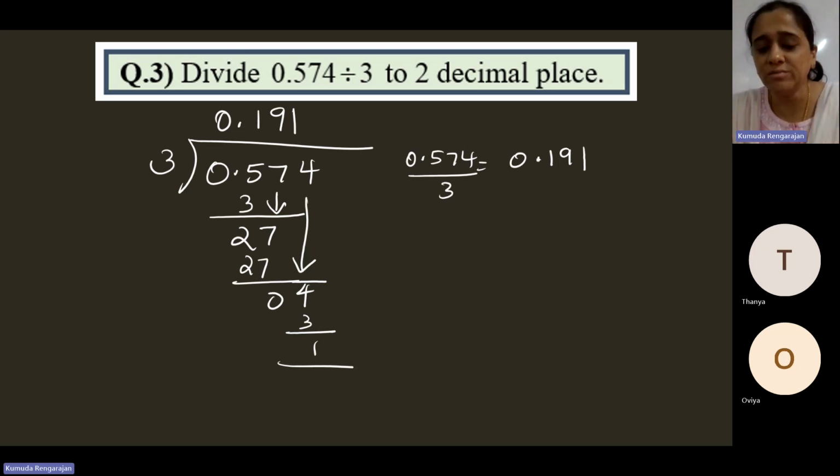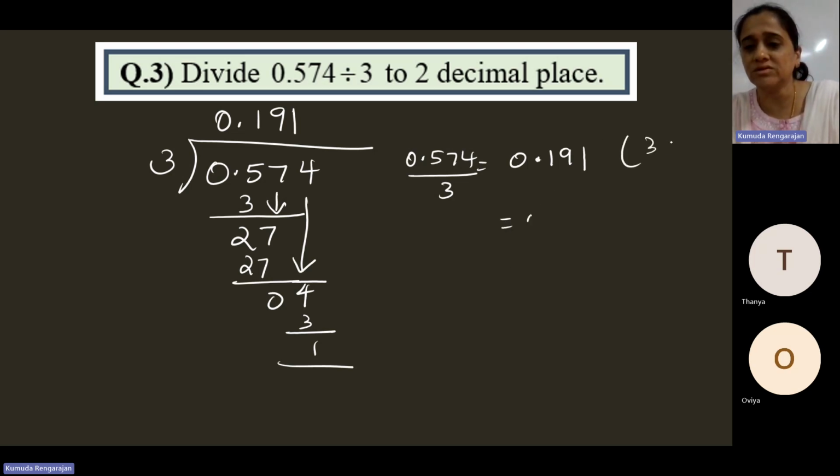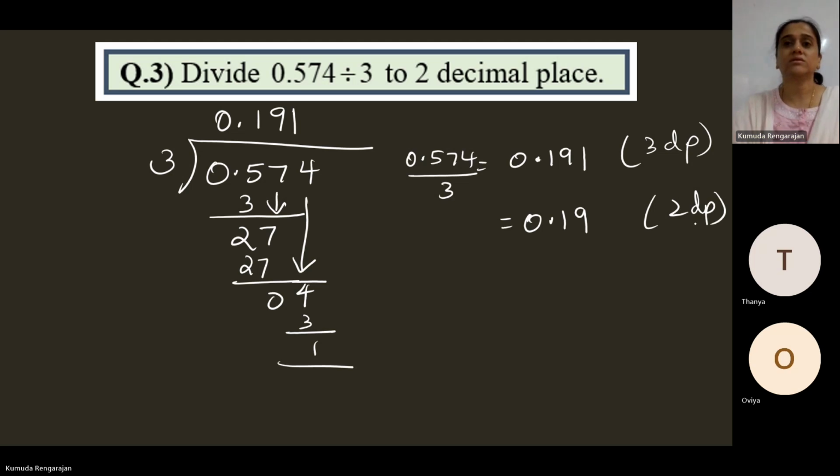This is how many decimal places you have here? 3 decimal places. But they want only 2. Now they want only 2. So that means you take off the last one. The last one is less than 5, no? So simply take it away. So it'll be 0.19. Correct to 2 decimal places.